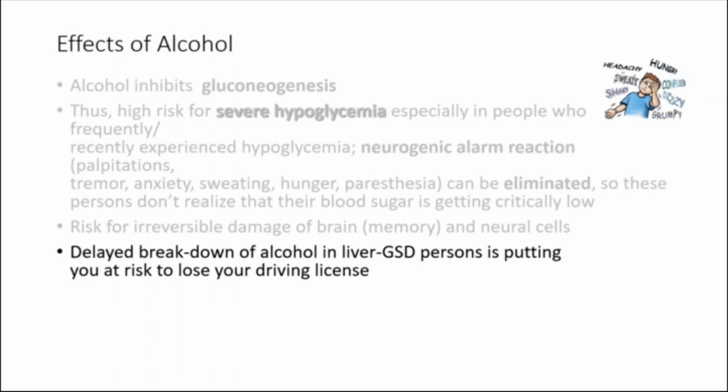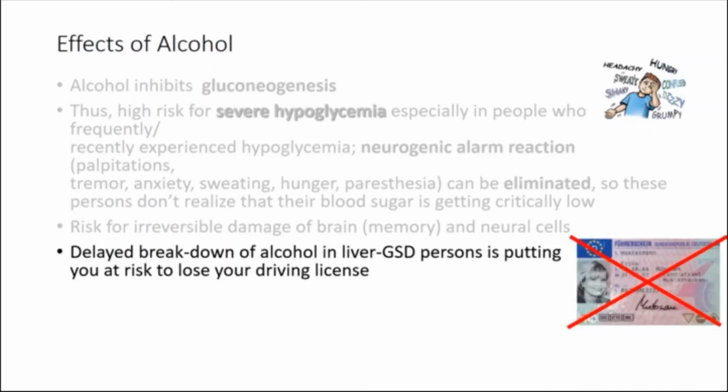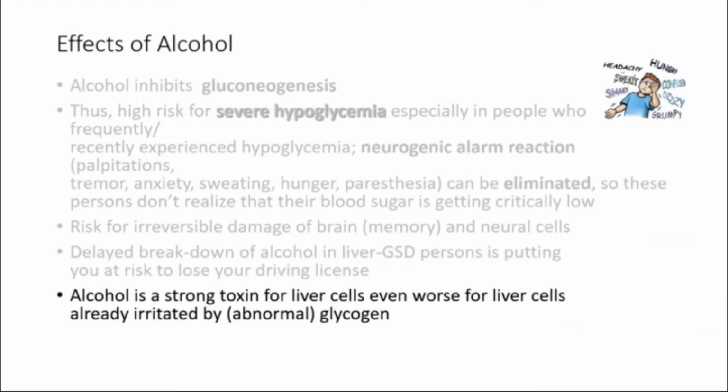People with liver GSD have a reduced ability to break down alcohol. That is to say, if you get yourself a beer or a wine, your blood alcohol levels stay high for a longer time than in other people. So you easily might risk to lose your driving license.